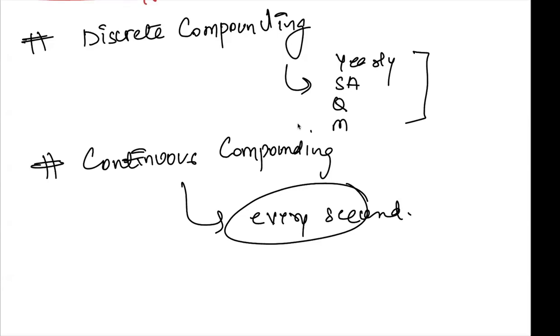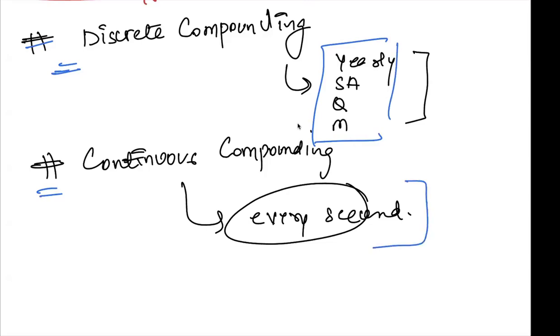Can you tell me what you see in the industry, or what you see if you apply for a loan? Do you see discrete or continuous? Do you see compounding happen like this, or like this? Yes, discrete compounding happens.